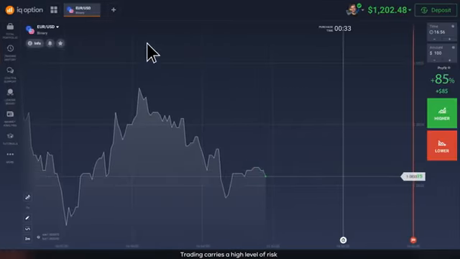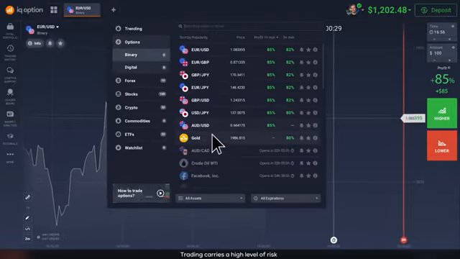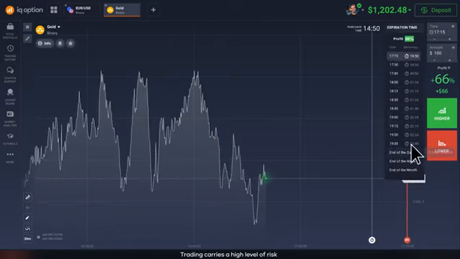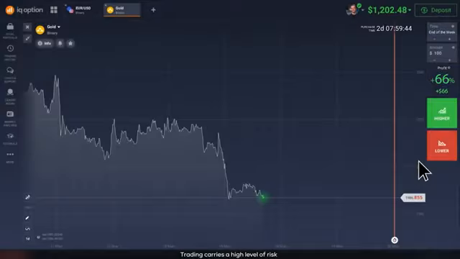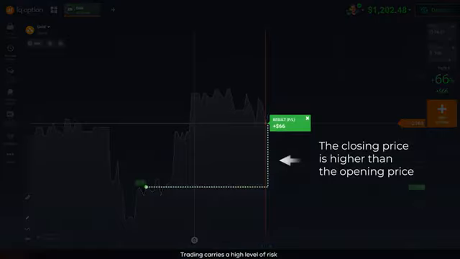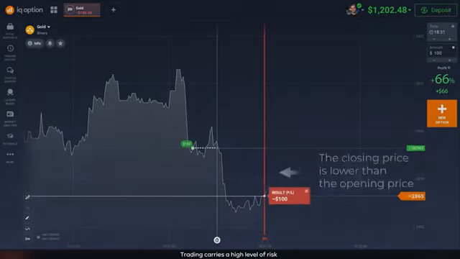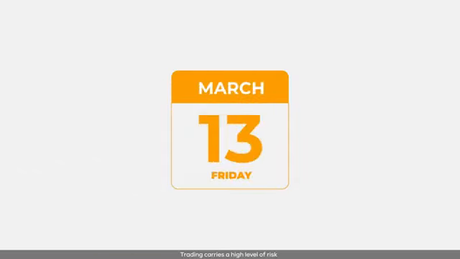On the IQ option platform, the percentage of profit is available immediately when choosing an asset or selecting an expiration time. Jimmy chooses an expiration time which has a profitability rate of 66% by the end of the week. After the transaction crosses the red line and expires, he will see his result, either a green window with an amount of profit if the prediction was correct or a red window with an amount of loss if the prediction turned out to be wrong. Let's fast forward to the end of the week.